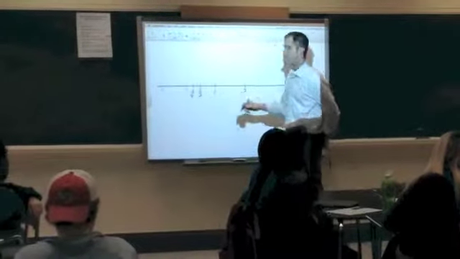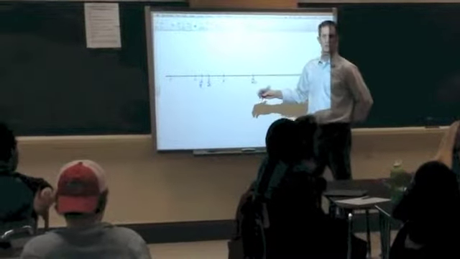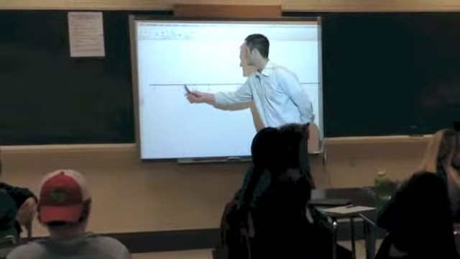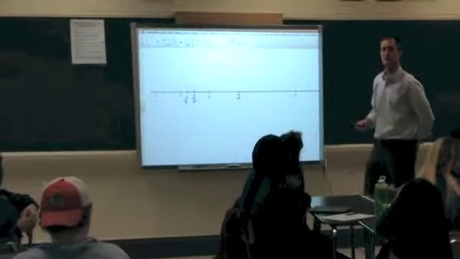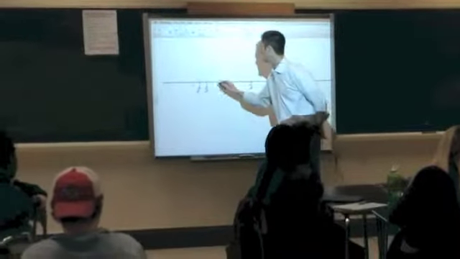4 parts, but 4 parts of what? Of 1. Four parts of 1, but I only have 3 parts here. I only have 1, 2, 3. You need to put another one between 1/2 and 1. What would that be? That'd be 3/4. Okay.